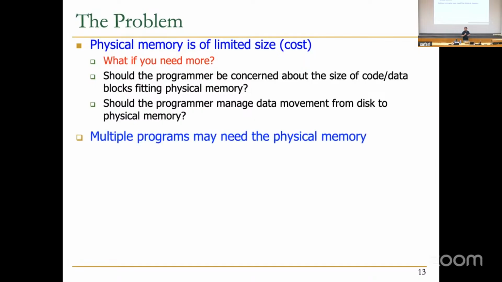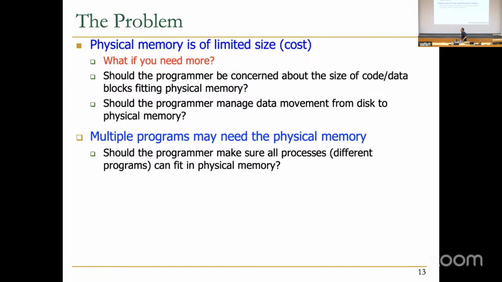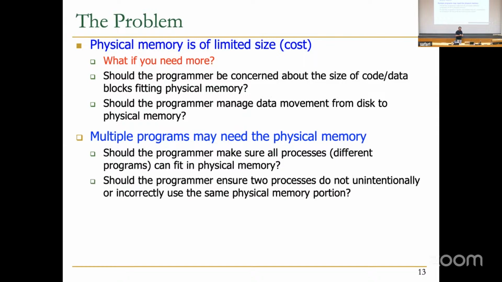Next, multiple programs may need the physical memory. If multiple programs need the physical memory and they're concurrently running in the system, should the programmer make sure that all the processes can fit in the physical memory? What if I write code that simply allocates the whole memory and does not leave space for anyone else? Should the programmer also ensure that two processes do not unintentionally or incorrectly use the same physical portion? If you would decide on where to place your data in the physical memory, you would again need a consensus with all the other programmers that write programs on that computer about where to place your data so that you don't overwrite each other or read the data of each other, which creates both security problems and synchronization problems.